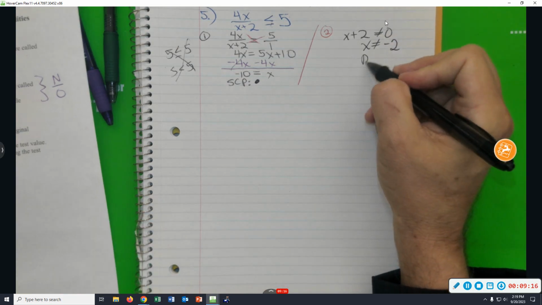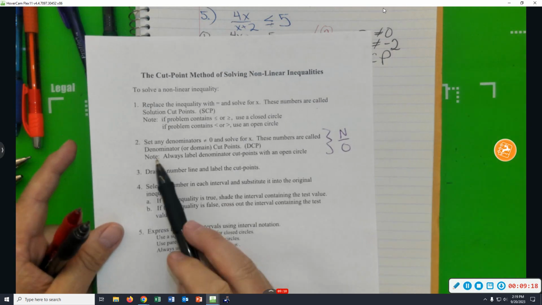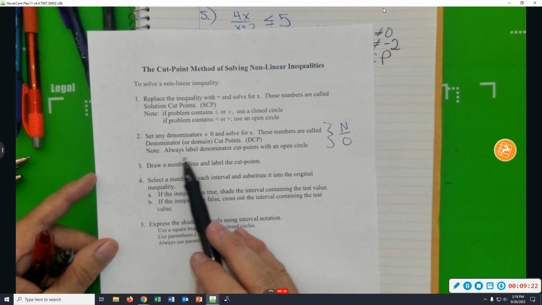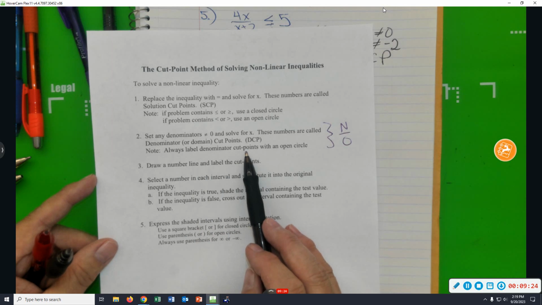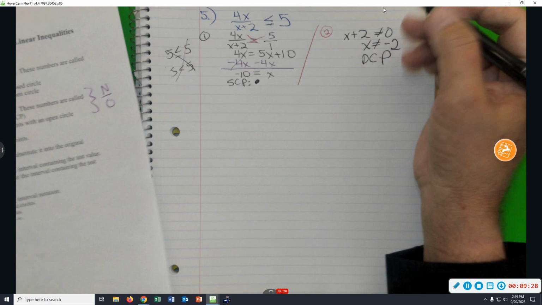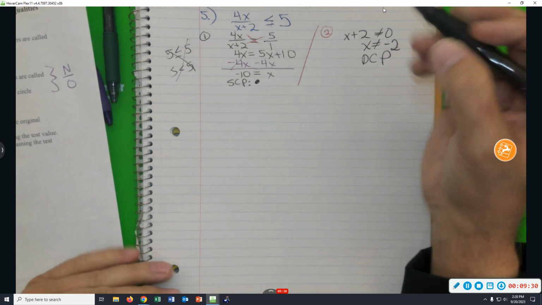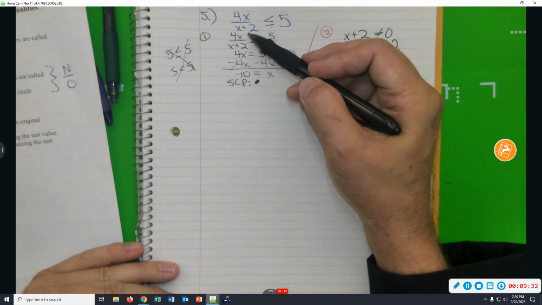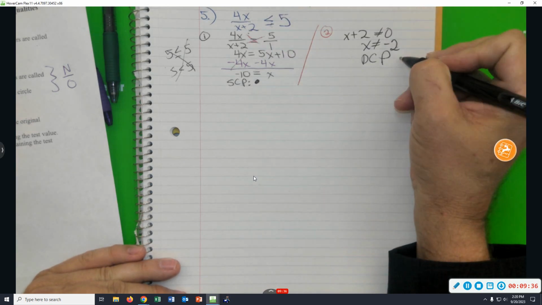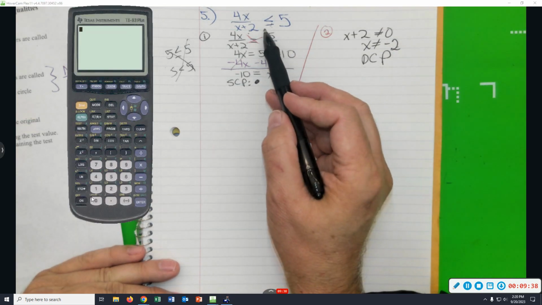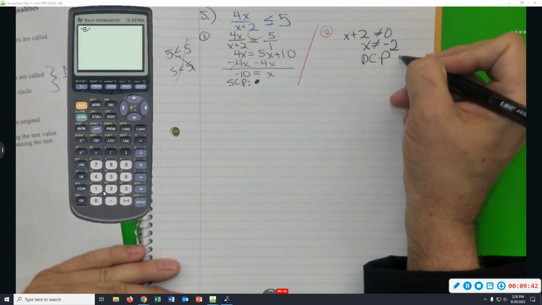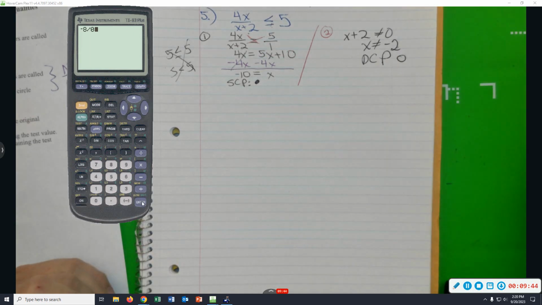These numbers are called denominator cut points. And notice how I say to label it. Always label denominator cut points with an open circle. Negative 2 would give you negative 8 over 0. That is not a number. You can't have a denominator of 0, so it doesn't matter what the inequality is. On the second step, the denominator cut point must be labeled with an open circle.